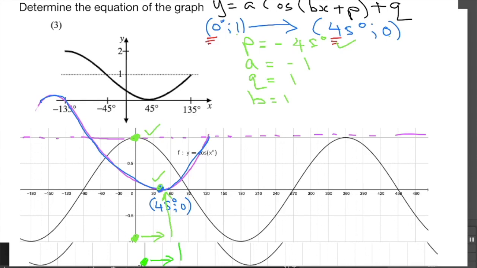I'll write it here. So the equation should be y is equal to a, but a is negative 1, so I'll just write a minus, cosine of bx, but b is 1, so I'll just write x, plus p, but p is negative 45. So this is negative 45 degrees. All that plus q, which is equal to 1.